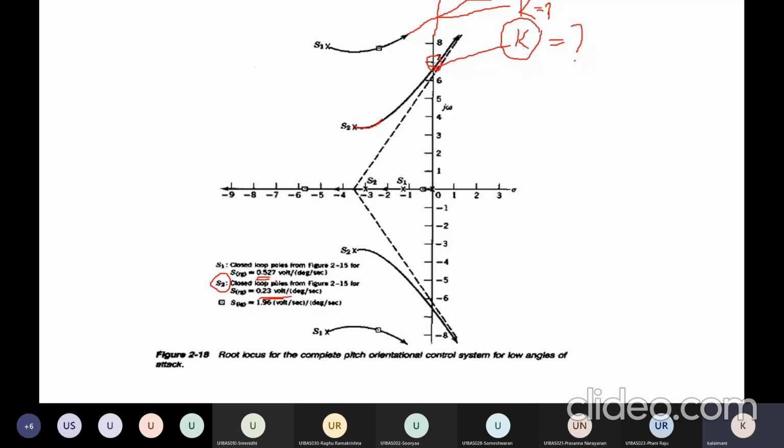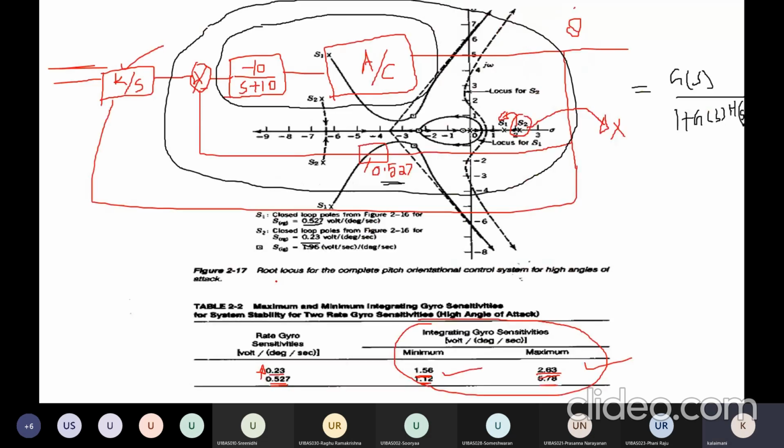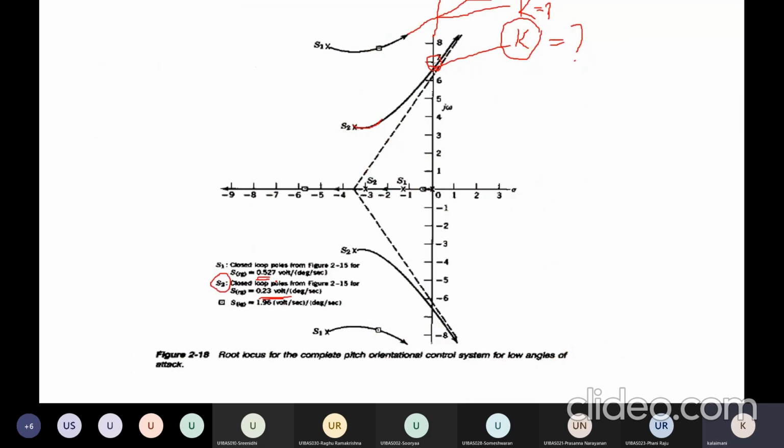Then we check up to what range of the K value the system is stable or unstable. You see here, this is your previous case for higher angle of attack, and this is for lower angle of attack. We have to find out up to what value of K the system is stable for both cases. If I am increasing my rate gyro sensitivity values, then up to what value you can increase your integrating gyro sensitivity value, we have to look at while sketching or investigating your root locus studies.